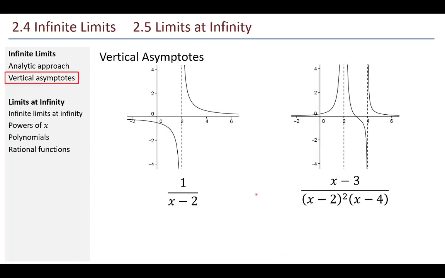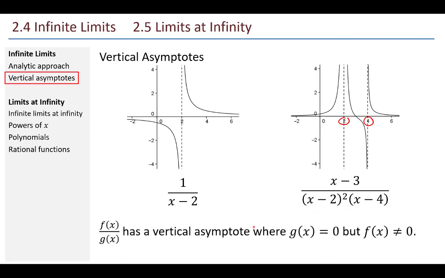Vertical asymptotes occur where my limits shoot off to positive infinity or negative infinity, and we can figure out where they are by looking at the denominator. So in this case, my denominator had a 0 at x equals 2, and that's where the asymptote is. In this second example, there's a 0 at x equals 2, and also a 0 at x equals 4. And so 2 and 4, that's where the asymptotes occur.